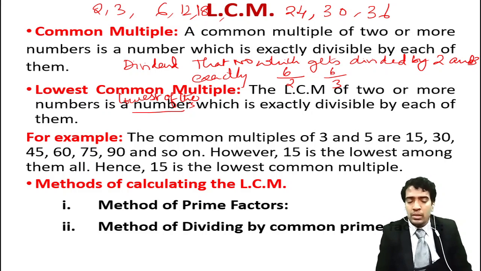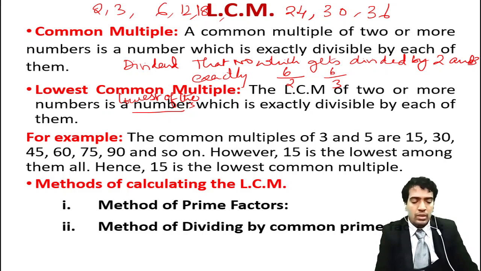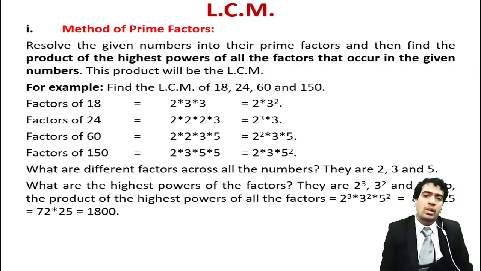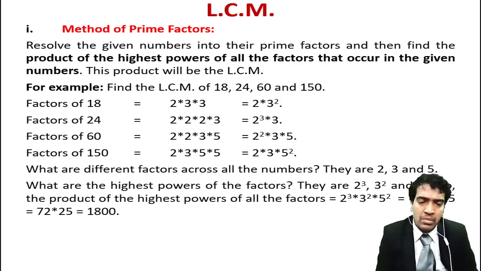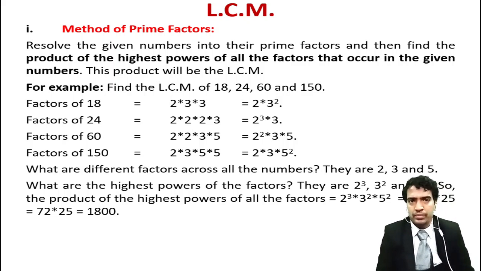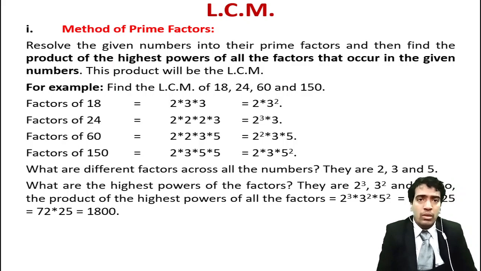Similar to HCF, there are also two methods for calculating LCM. Let us look at those two methods. The first method is the method of prime factors, and the second method is the method of dividing by common prime factors. Let us look at the first method. When you are asked to calculate an LCM of certain numbers, first of all, reduce those numbers into a product of prime factors. Now, how would you calculate the LCM based on this product of prime factors? The LCM is the product of the highest powers of all the factors.